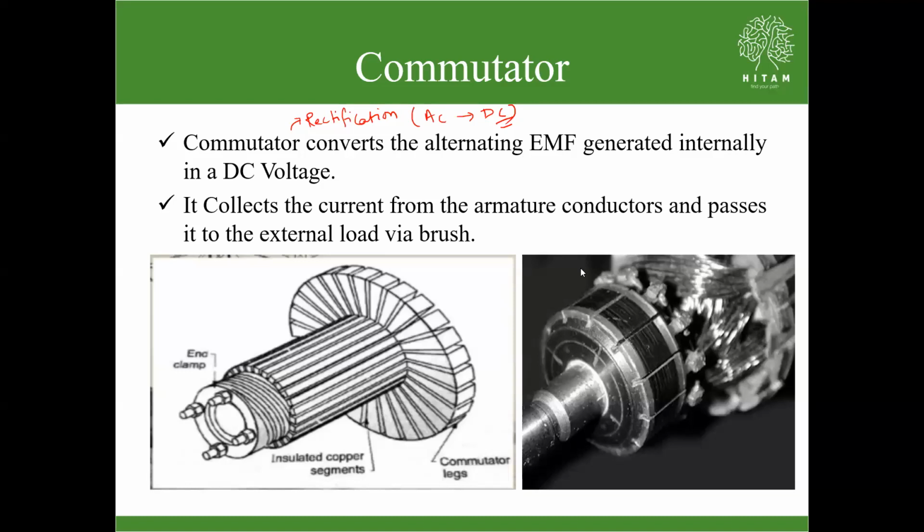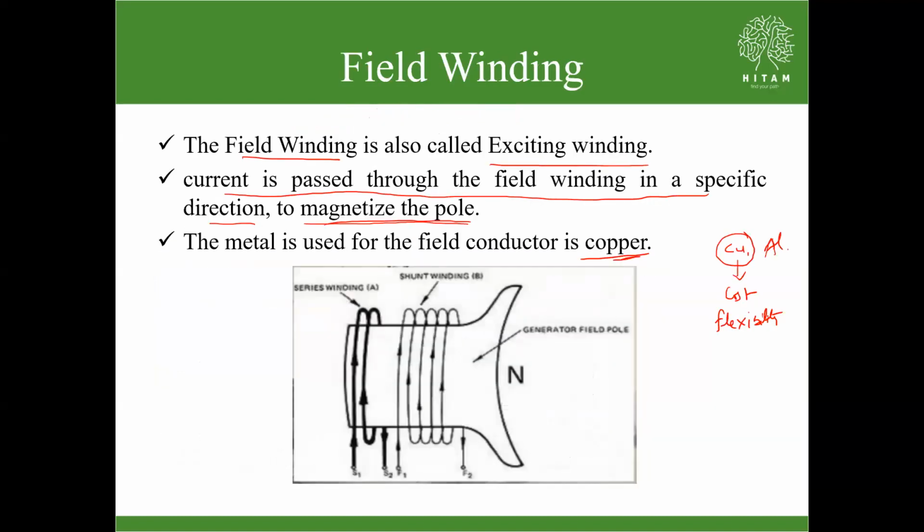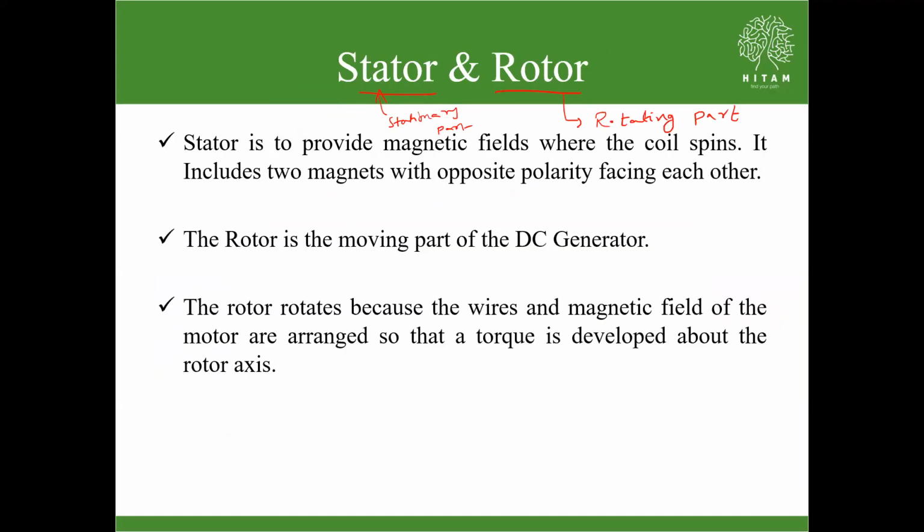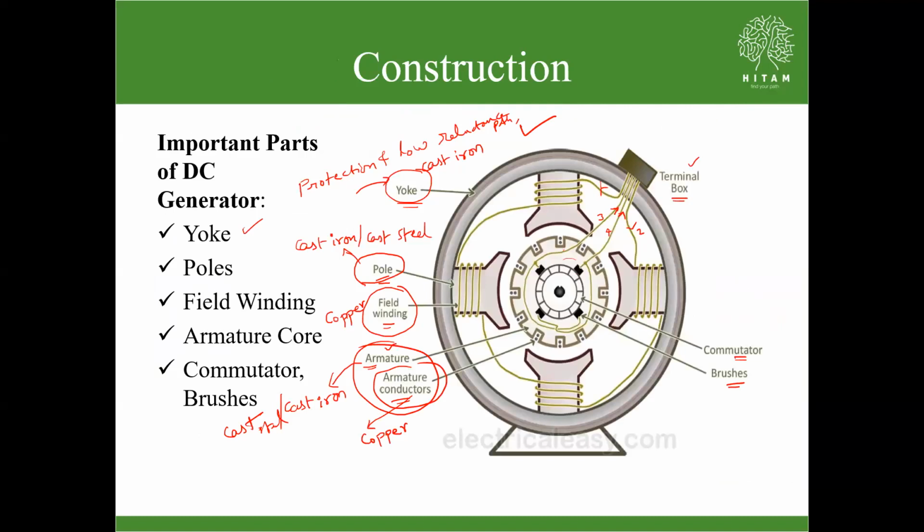See where we stopped, the commutator and the brushes. We need to understand the complete operation of the DC generator based on these instructional parts of the DC machine. So what is the commutator? Let us revise the commutator, which consists of copper segments which are insulated from each other. The number of segments is always equal to the number of armature coils.